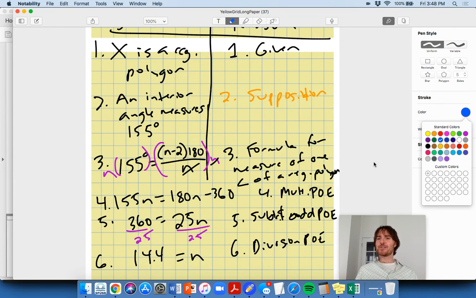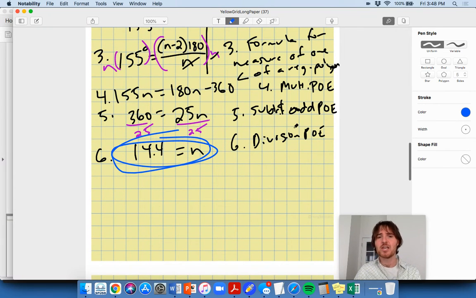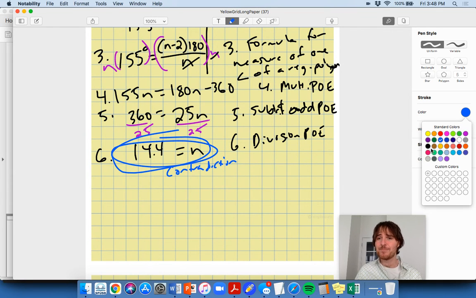What's the contradiction in this one? 14.4 is n. What does that connect to again? Remember, how does it all connect? That's what it's all about. Organization, key in geometry. Wait, n is the number of sides that polygon would have. Can a polygon have 14.4 sides? What does that mean? No, a polygon can have 14 sides. It can have 15 sides. So here is a contradiction of a known fact, that a regular polygon would have to have a whole number of sides. It can't be a decimal.